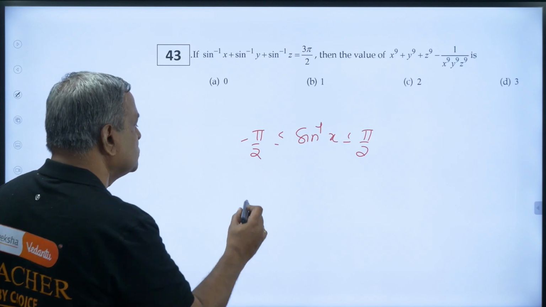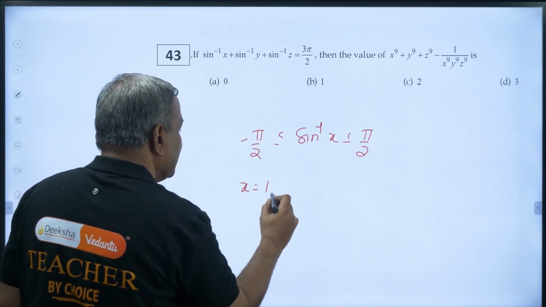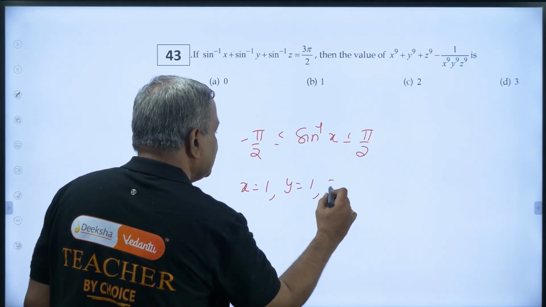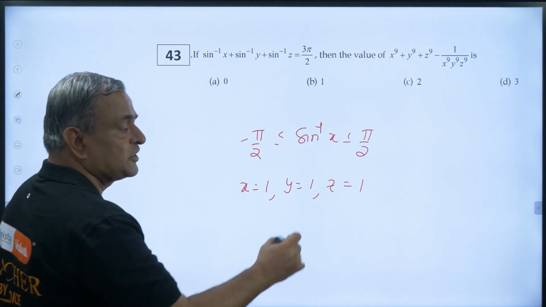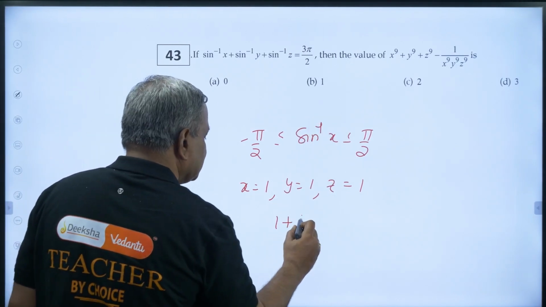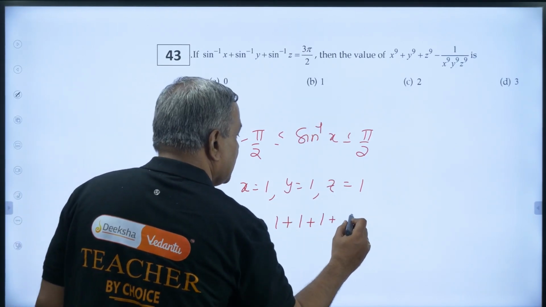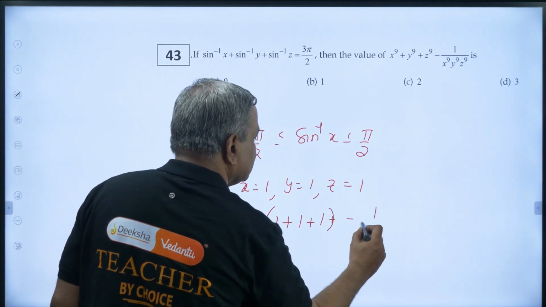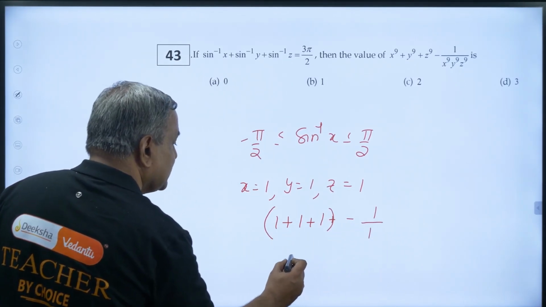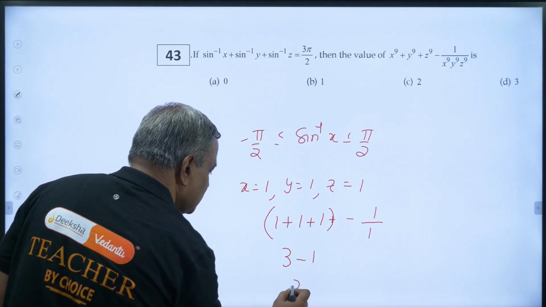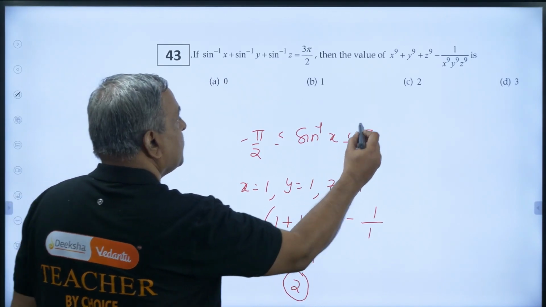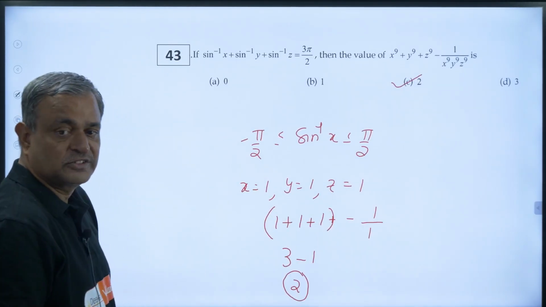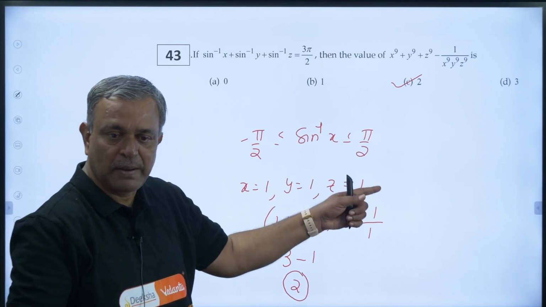When you get pi by 2, then x equal to 1, y is equal to 1, and z is equal to 1. Substitute that there. 1 plus 1 plus 1 within the bracket minus 1 by 1. So we'll get how much? 3 minus 1, which is equal to 2. Option C is correct.